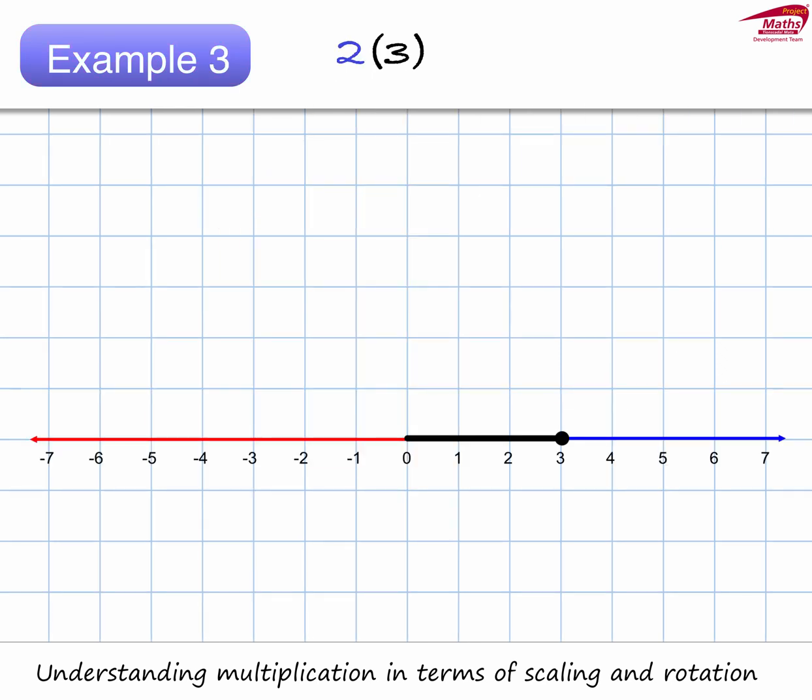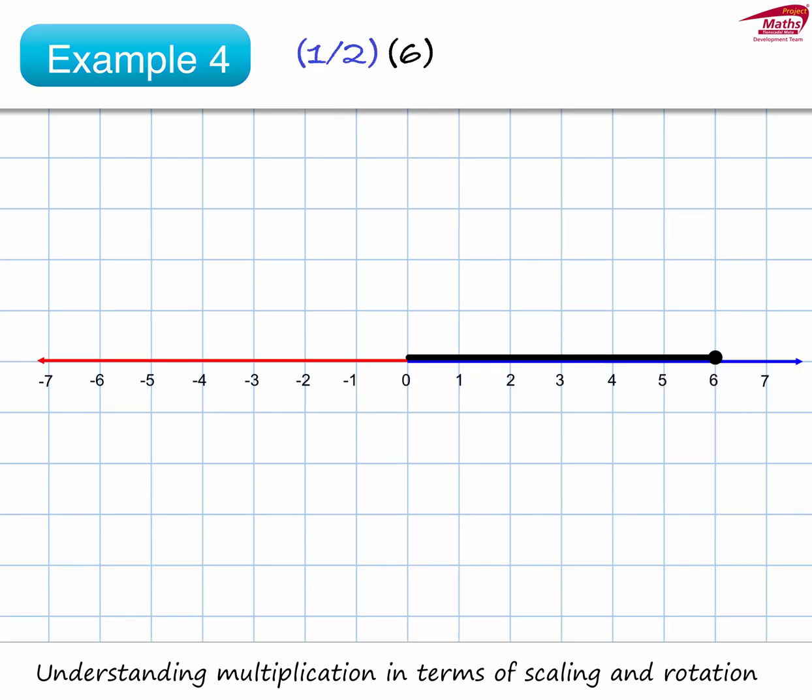Example 3. Two groups of 3 means that the 3 is scaled by a factor of 2, so it becomes twice as large. The answer is 6. Example 4. 1/2 of 6. The scale factor is a half, so 6 is reduced to half its size. The answer is 3. This example illustrates why it is more accurate to understand multiplication in terms of scaling rather than in terms of repeated addition.